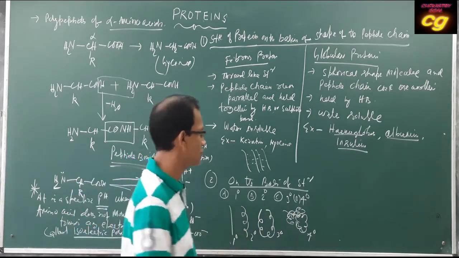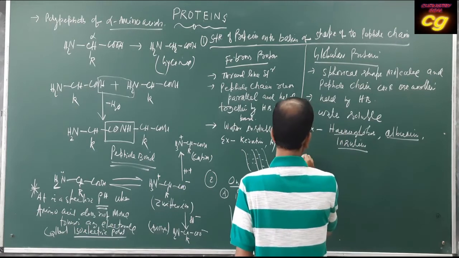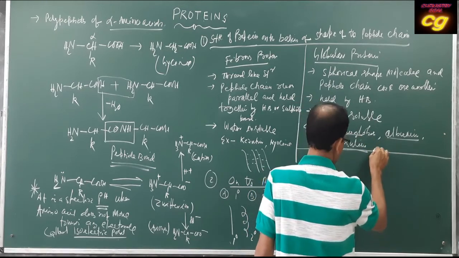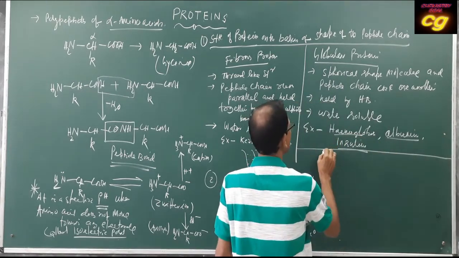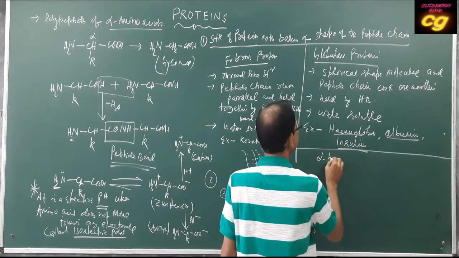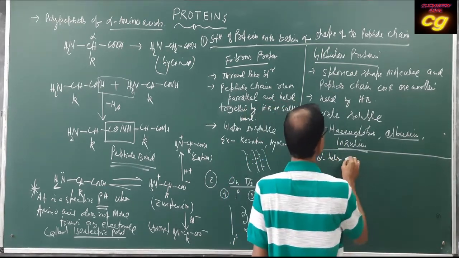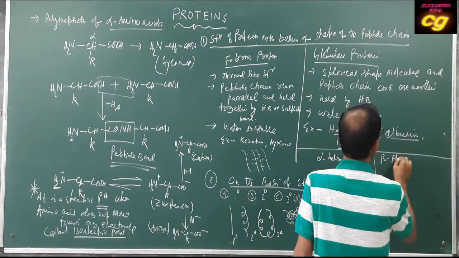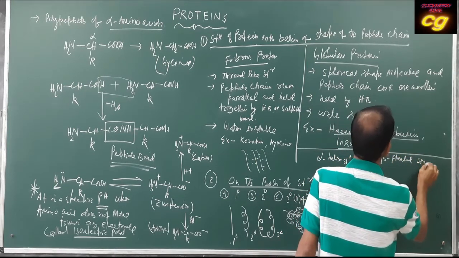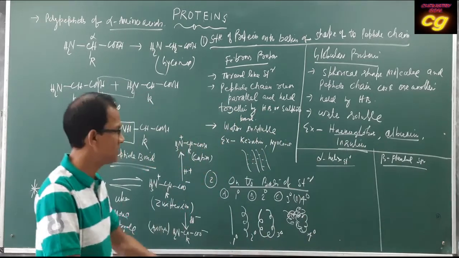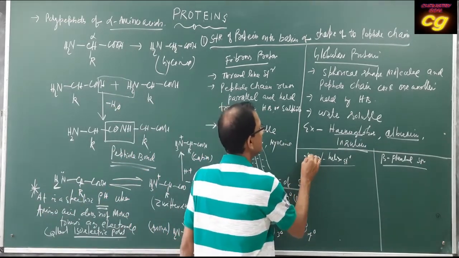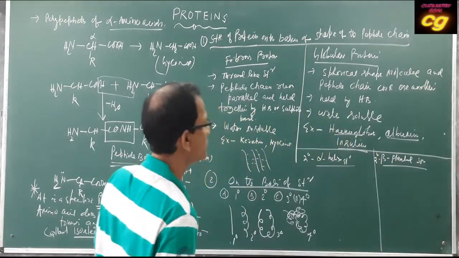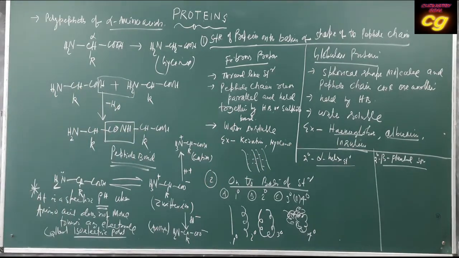The secondary structure is generally of two types: one is the alpha helix structure, and the other is the beta pleated structure. Both are secondary structures, the secondary alpha helix and the secondary beta pleated structure. These are the two types of secondary structure.